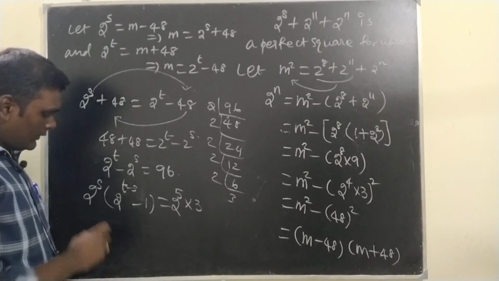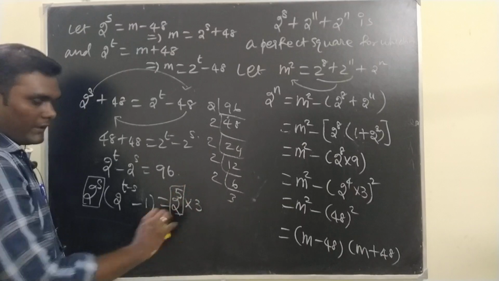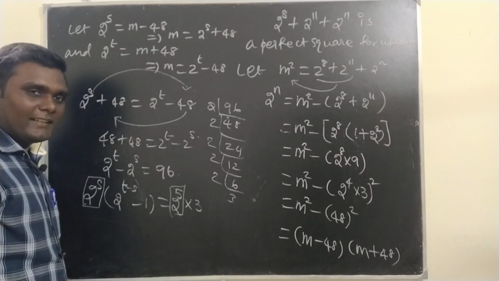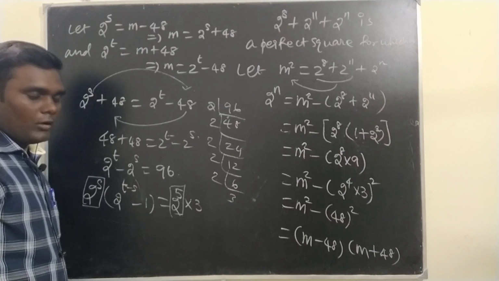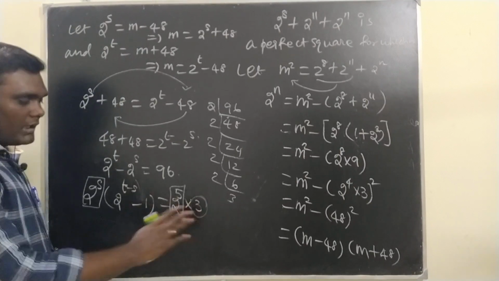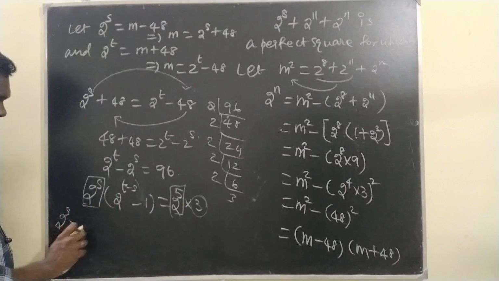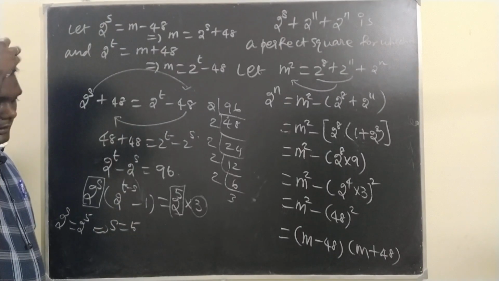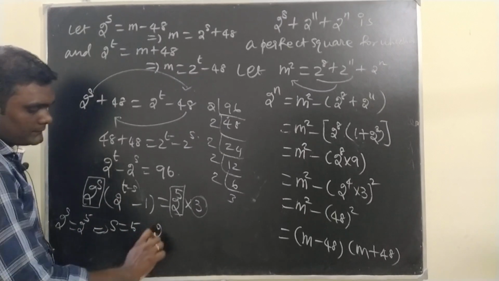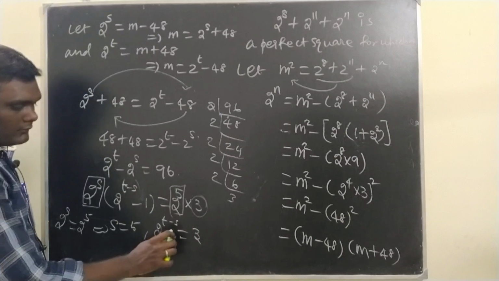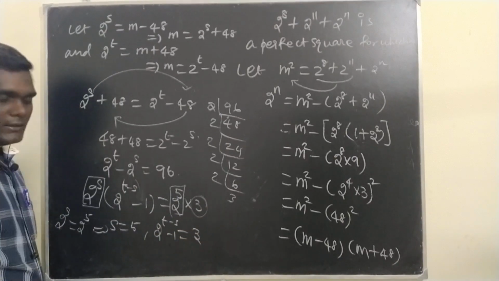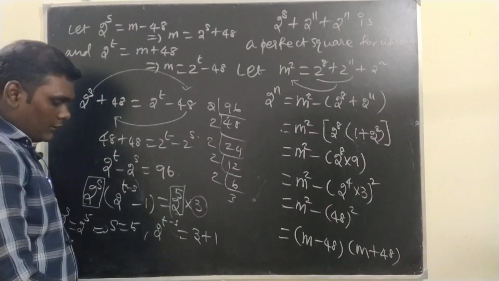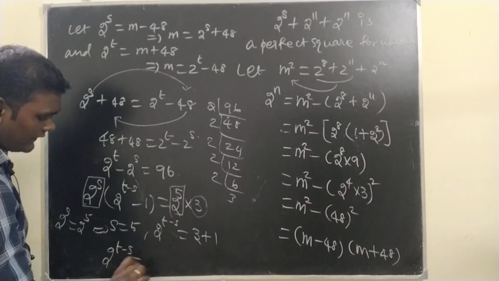Now from this, what do you observe? Here is 2 power s, and here 2 power 5. Also this is 2 power something minus 1. Do you know what happens with 2 power something minus 1? Is this even or odd? Odd. So here we have an odd number. By comparing this, I conclude that this 2 power s must be 2 power 5. So we have the value of s as 5. And this 2 power t minus s minus 1 must be 3. This minus 1 goes to the other side. Then 2 power t minus s is 3 plus 1, so we got 2 power t minus s is 4.